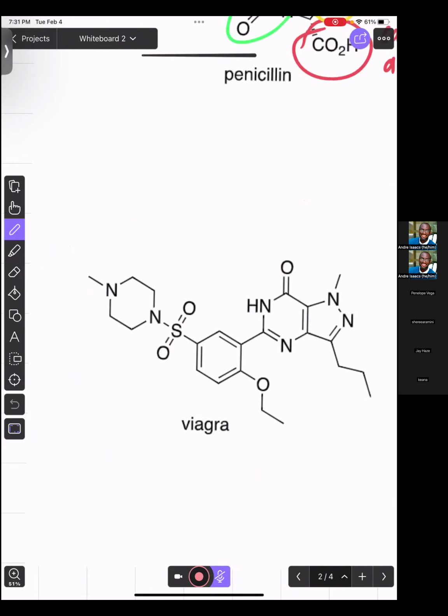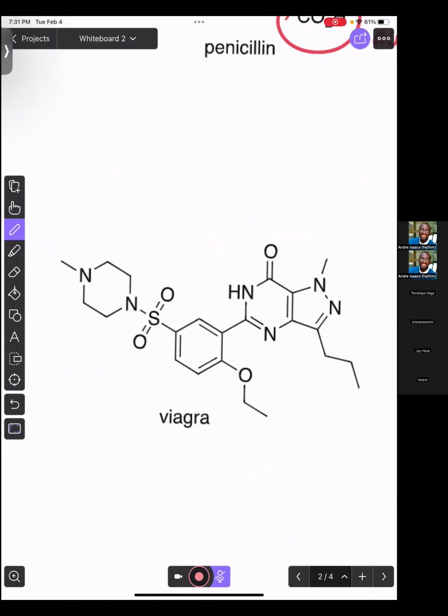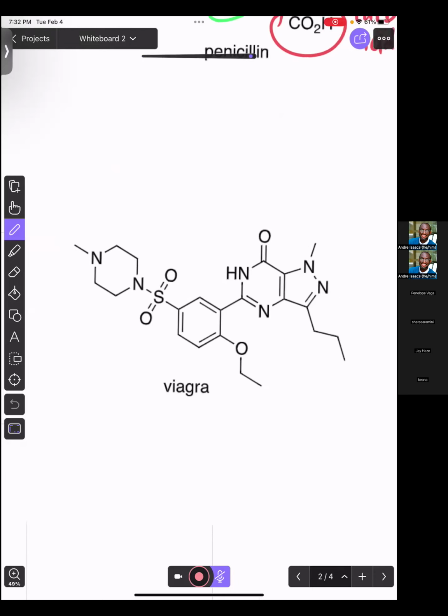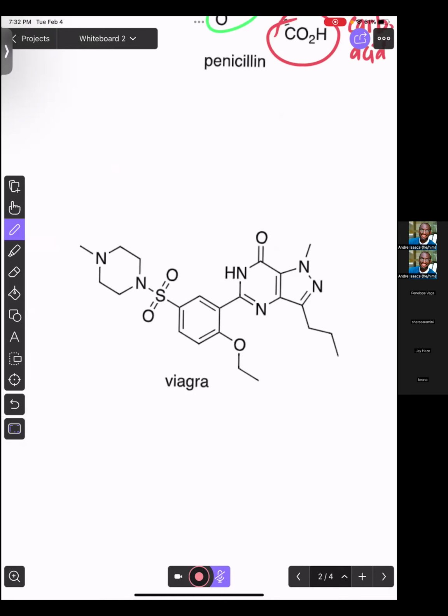Let's look at Viagra. I'll give you some time once again to figure this one out. Now, this one is very heavily nitrogenated, right? So I'm giving you a molecule that has a lot of nitrogens in it. So you kind of have to look for your nitrogen functional groups. So let's take some time to see if we can identify our nitrogen functional groups.